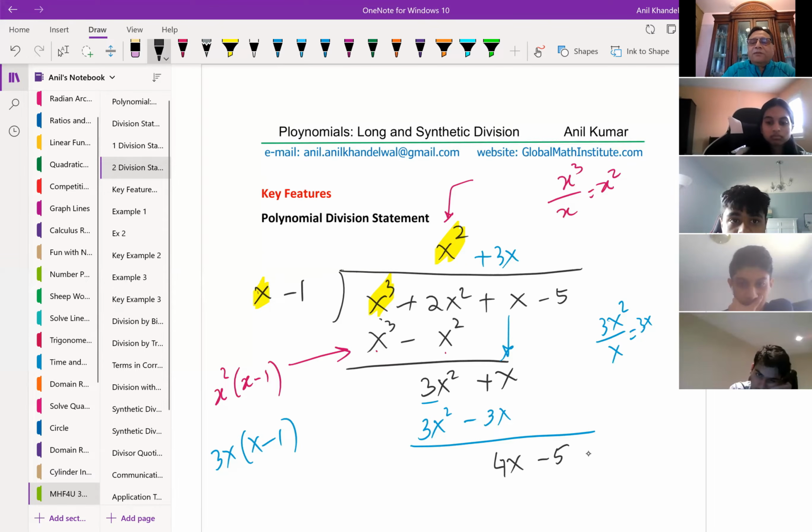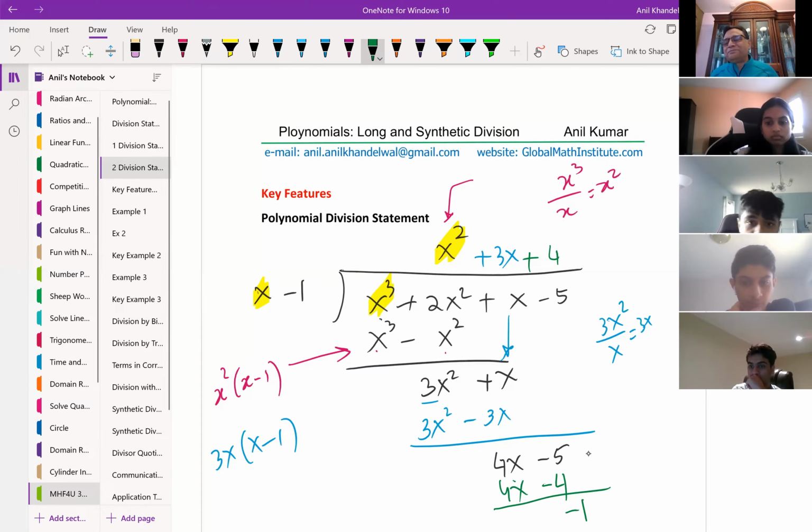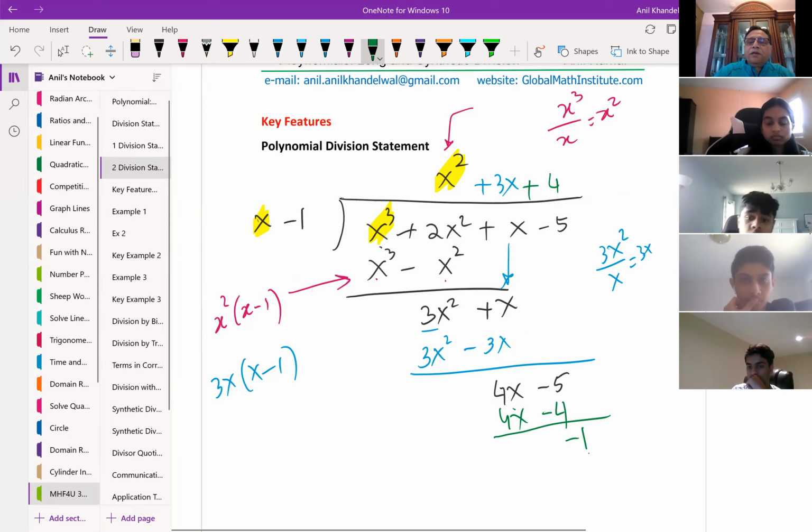And next number, can you tell me what should be my next number here in the quotient? Anybody? I have to take care of 4x, right? So I should multiply here by 4. So 4 times x is 4x, and 4 times minus 1 is minus 4, and the remainder now is minus 1. Do you see this? So that is how we are going to divide the polynomial.